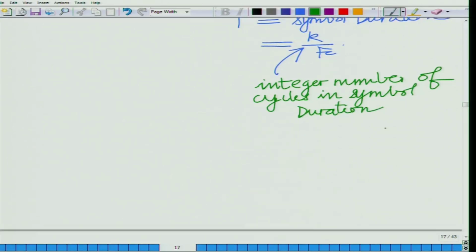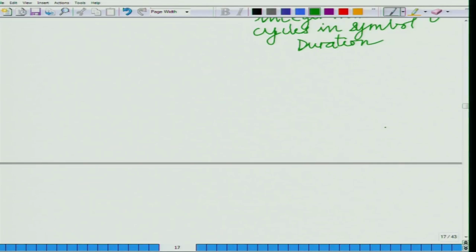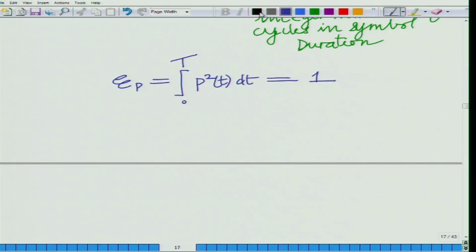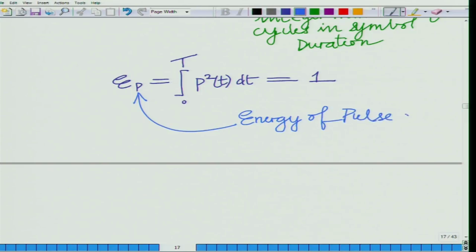There are an integer number of cycles in the symbol duration, and we have already seen that the energy of the pulse, the integral from 0 to T of p squared t, is unity. Previously in binary phase shift keying we used a similar pulse.